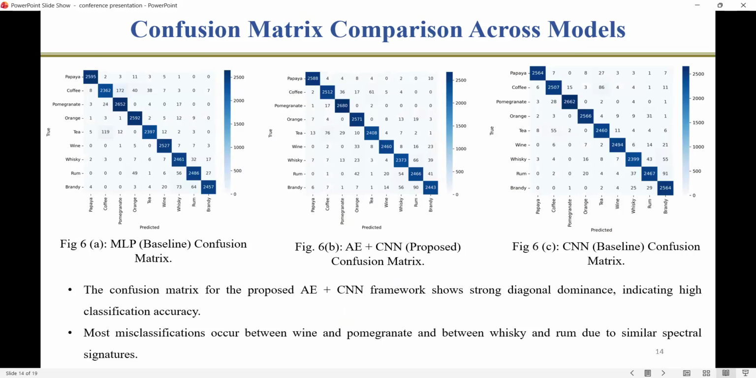And now we have plotted the confusion matrices of the three models. The first one is the confusion matrix of the MLP model, the second is the confusion matrix of our proposed model, that is AE plus CNN, and the third one is the confusion matrix of the CNN model. The confusion matrix for the proposed AE plus CNN framework shows strong diagonal dominance, indicating high classification accuracy. Most misclassifications occur between wine and pomegranate, and between whiskey and rum, due to similar spectral signatures.